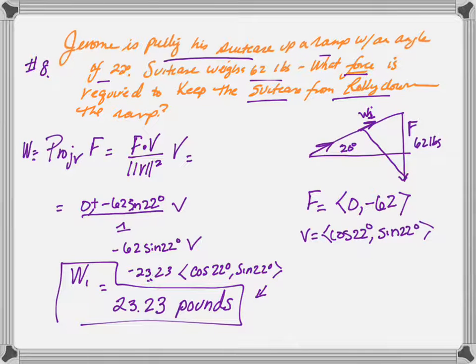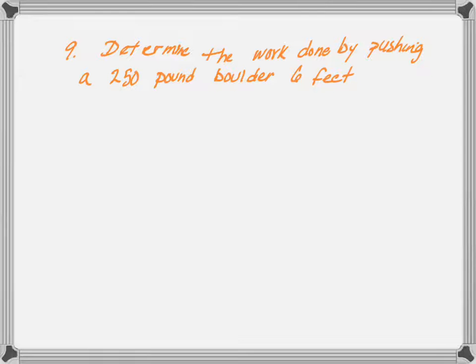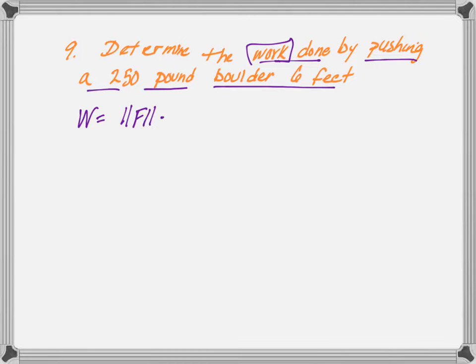Okay, so let's go on to number 9. Number 9 says determine the work done. So we're on work now. We want the work done by pushing a 250-pound boulder 6 feet. So I guess we're pushing it straight across. So we can use the very simple work formula. W equals the magnitude of the force times the magnitude of the distance. The magnitude of the force is 250, and the magnitude of the distance is 6.